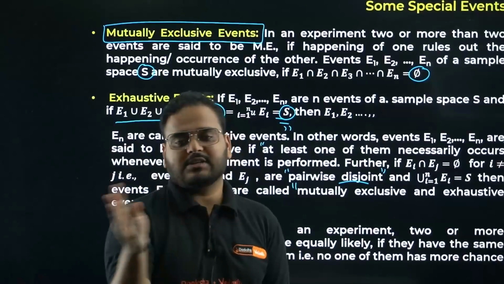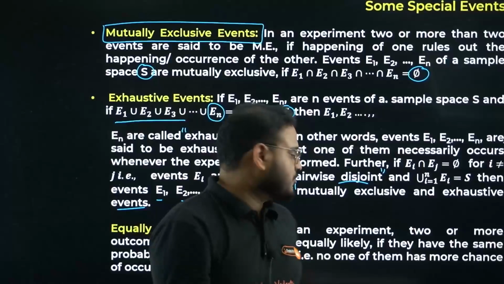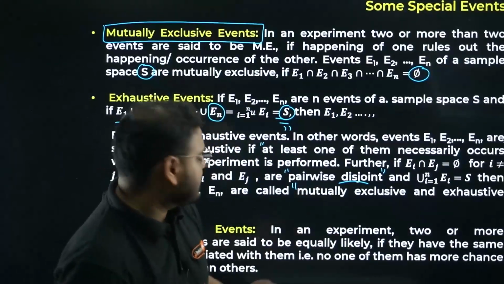Okay, means half of the chances. If I have 2 events, it means a half chance. 3 events means a 1/3 chance. So if I have n events, it means a 1 by n chance. Same thing written over here.